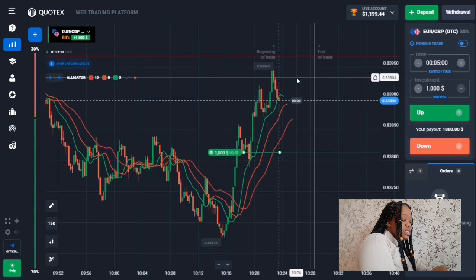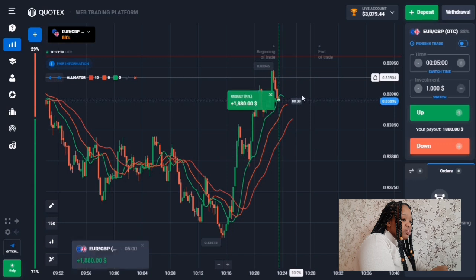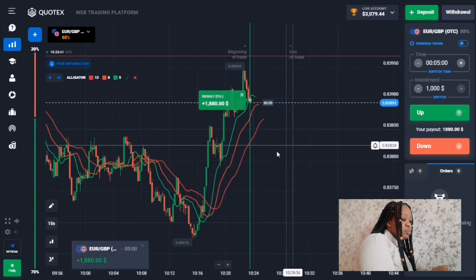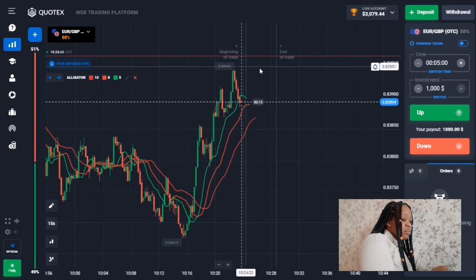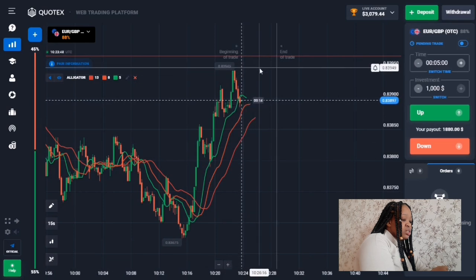So analyzing the situation, I can see that the price really moved upwards and it has brought me my profit again. So 5 minutes was enough and now my deposit is $3,000. So I think I'll find the last trade for today.